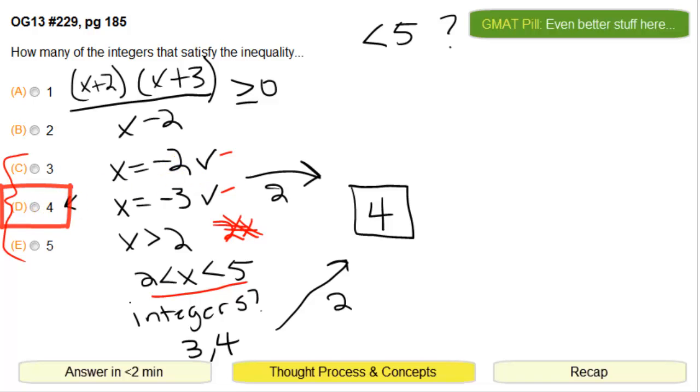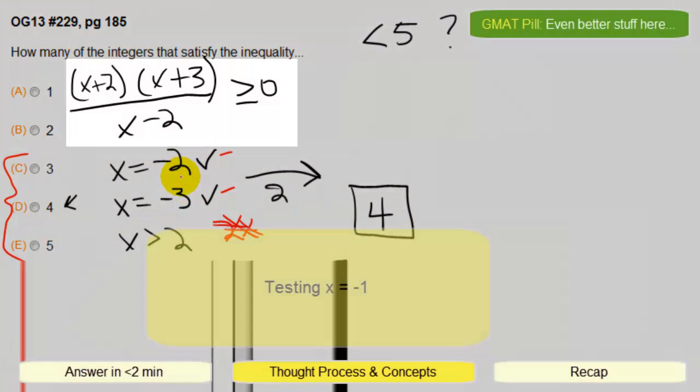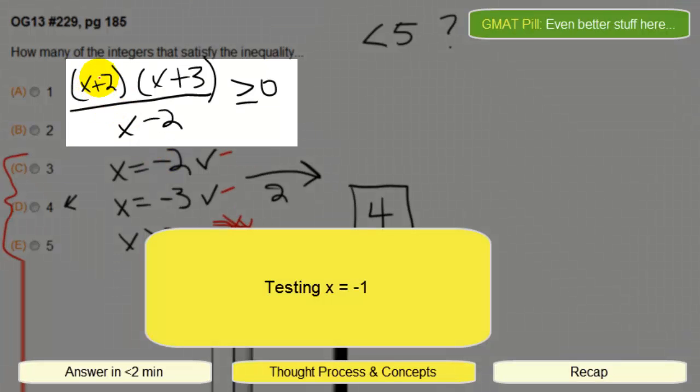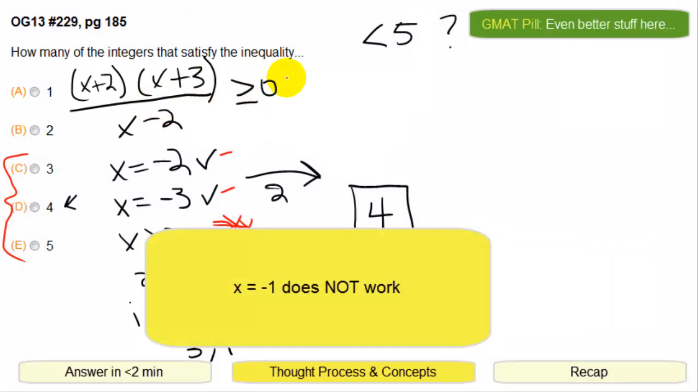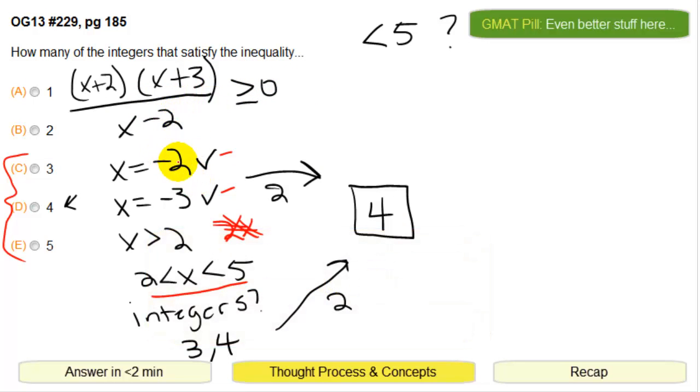And if you're not sure, let's say you're like, well, minus 2, minus 3, what about minus 1? Would that have worked? Well, if you had minus 1, you'd get 2 minus 1, and minus 1 plus 3, so that's positive 2. In both cases, you're getting a positive number, but then you end up dividing by a negative number. Minus 1 minus 2 gives you a division by negative 3, so that brings you below 0. So if you tested negative 1, that would not work. Minus 2 and minus 3 do work, only because they bring you to 0. But minus 1 does not work.